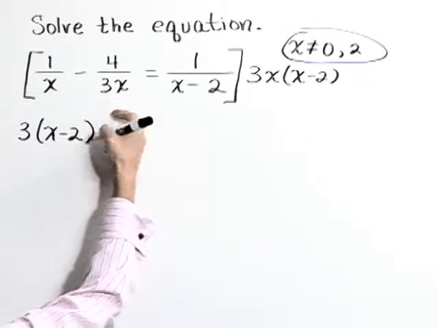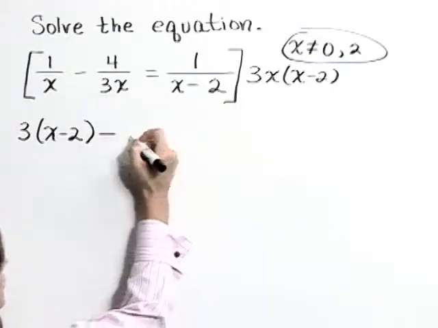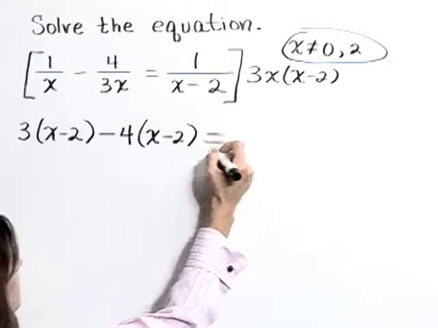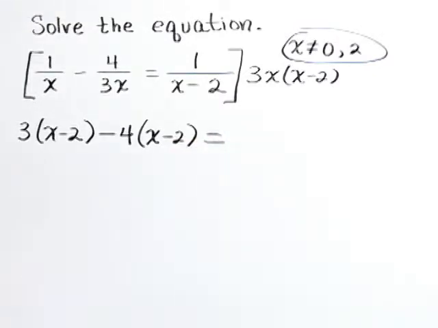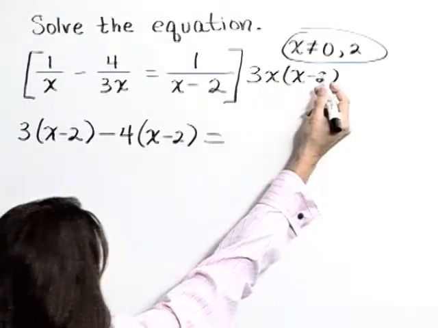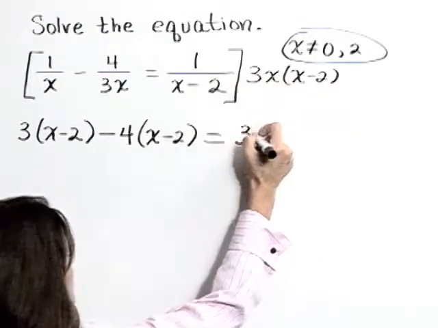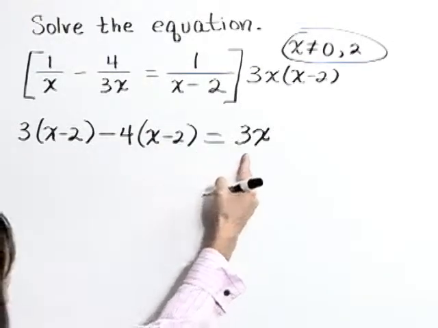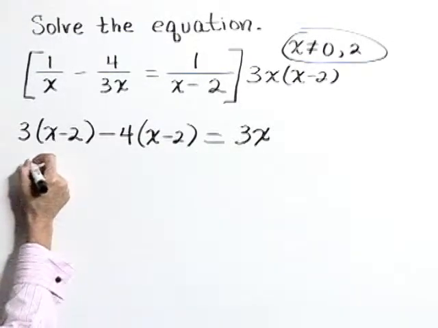Multiplying times our next term, the 3x will cancel, leaving 4 times the quantity x minus 2. That's equal to, on the right-hand side, multiplying the x minus 2's cancel, leaving us with 1 times 3x, or 3x. Now let's solve this linear equation.